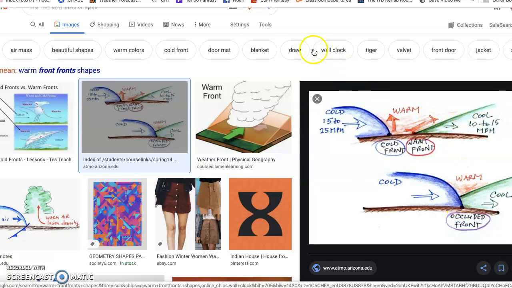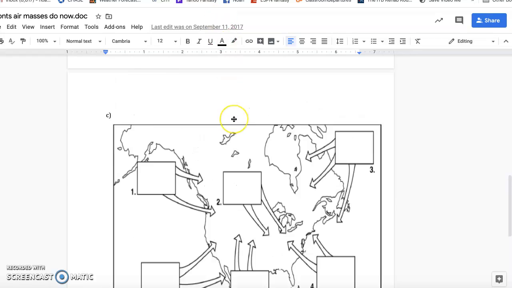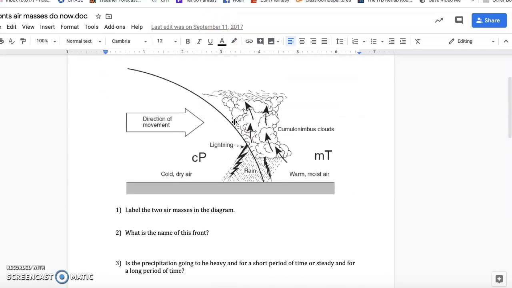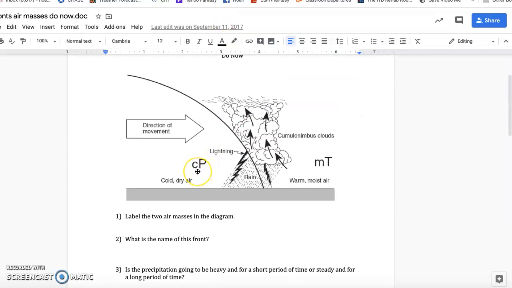Okay, so let's take a look at what some of this should be on our worksheet. What are these air masses? Well, this is CP, so that's continental polar. This is the cold air mass. So I would say cold and warm, right? This is a warm air mass, maritime tropical. Okay. What's the name of this front?